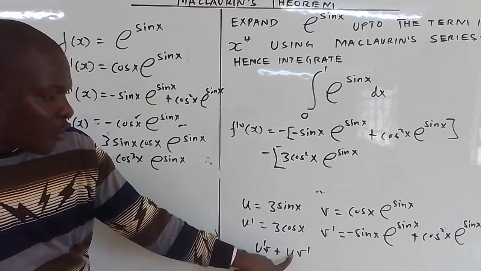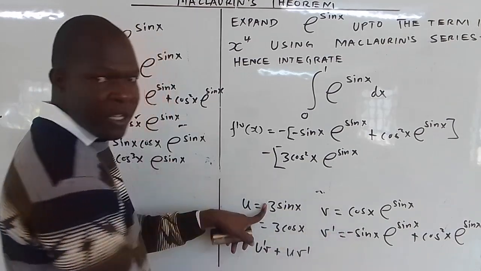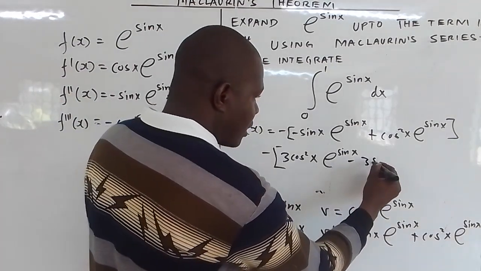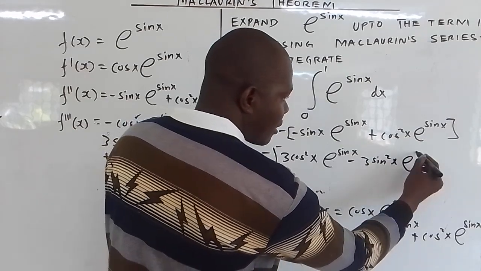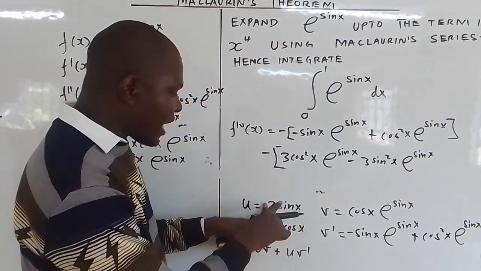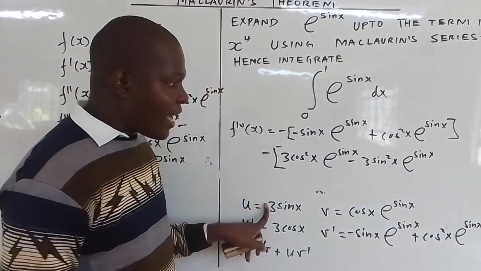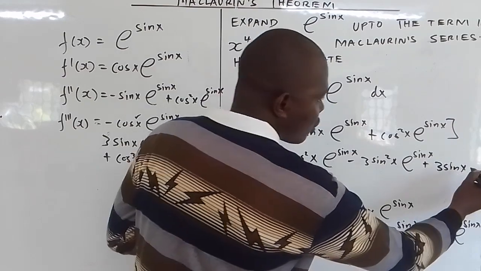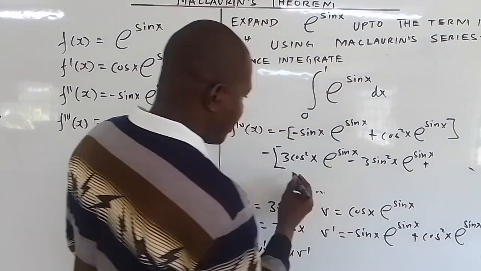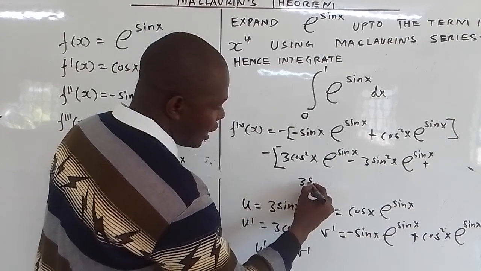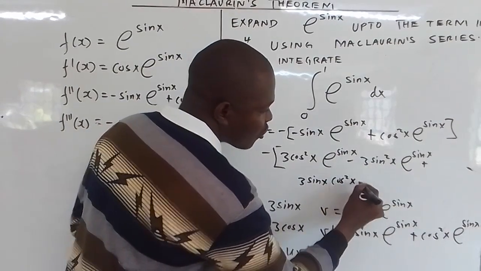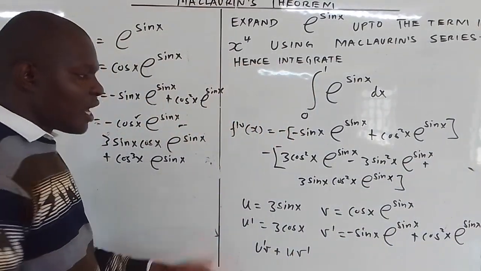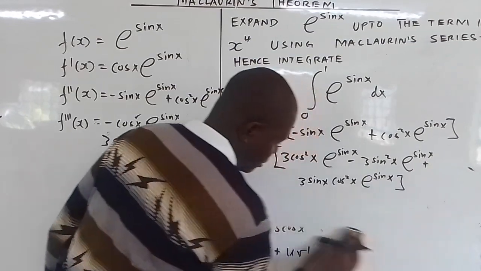Then plus uv prime. See, this is u times v prime, isn't it? So 3 sine x times negative sine x. So you get minus 3 sine squared x, isn't it? Exponential sine x. Then again 3 sine x times cos squared x, you get plus 3 sine x cos squared x exponential sine x. You're done with that. Go to the next one.